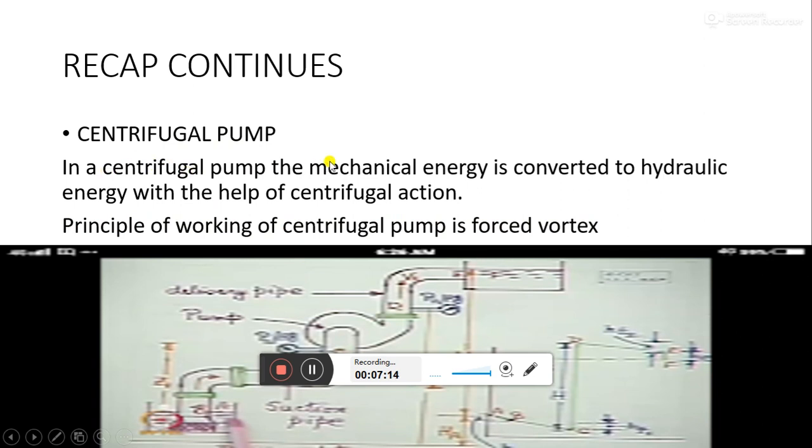In a centrifugal pump, the mechanical energy is converted to hydraulic energy with the help of centrifugal action. So the centrifugal action or the rotating effect of the pump is what converts the mechanical energy to hydraulic energy. Hydraulic energy, I think I haven't put the bracket and it's not written here as pressure energy, but it's actually meant like that. Okay. And the principle of working of centrifugal pump is forced vortex that we have seen. Through the forced vortex, here a negative pressure was created and here a high pressure was created. These two pressure points are created by the forced vortex principle. Okay.